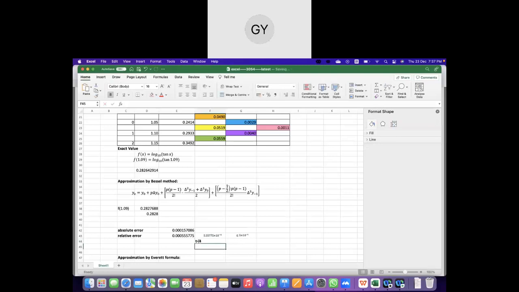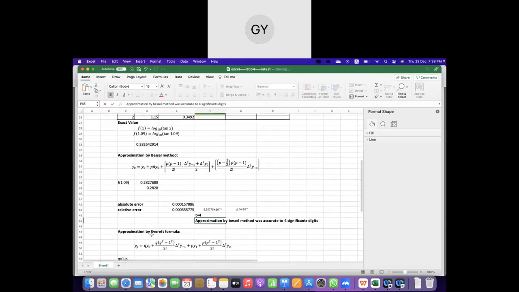So we can make a small conclusion, which is that the approximation by the Bessel method was accurate to 4 significant digits. So the approximation by the Bessel method is complete, then we continue with the approximation by the Everett formula.